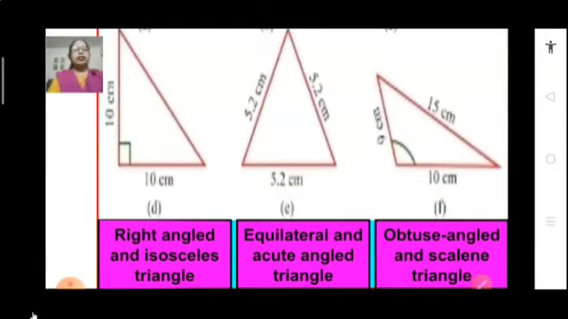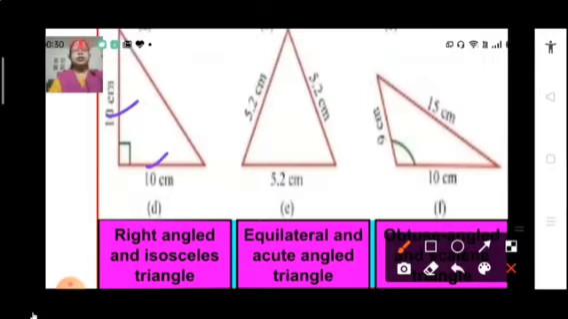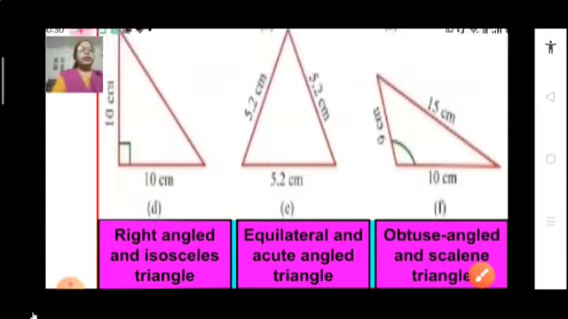Then next one, D, we have two sides which are of equal length, 10 centimeters and 10 centimeters, and one angle is 90 degree angle. So it is a right angle and isosceles triangle. E, here we have a triangle which has all the sides 5.2 centimeters. So it is an equilateral and all the angles are less than 90 degree. So it is an equilateral acute angle triangle. Last one, F, it has all the sides of different length and an obtuse angle. So it is an obtuse angle scalene triangle.